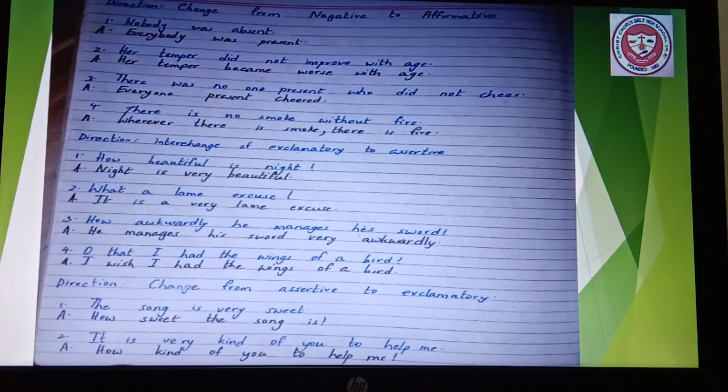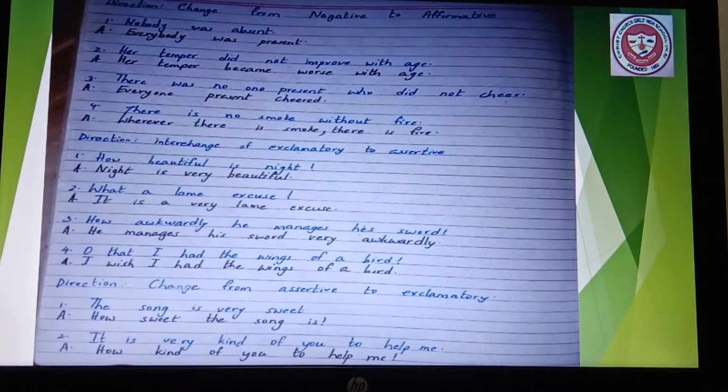There was no one present who did not cheer. Everyone present cheered. No one present who did not cheer means everyone cheered. So everyone present cheered. There is no smoke without fire. Wherever there is smoke, comma, there is fire.